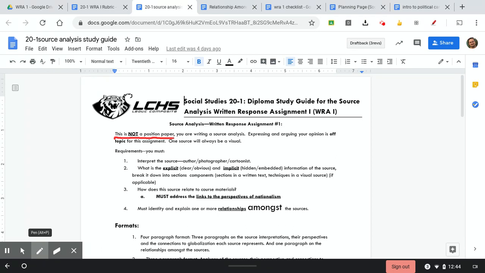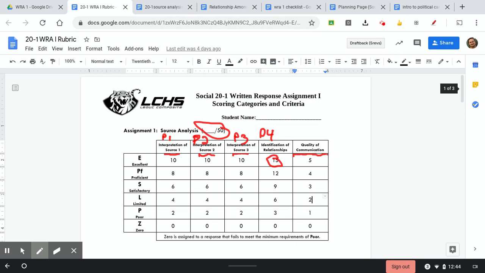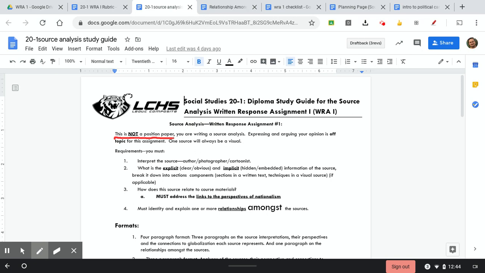Now, one source will always be a visual. So as you can remember from the rubric, there's 3 different sources: paragraph 1, paragraph 2, paragraph 3. One of these will always be a visual, so something like a political cartoon. That means the other sources are probably going to be something like a quote.